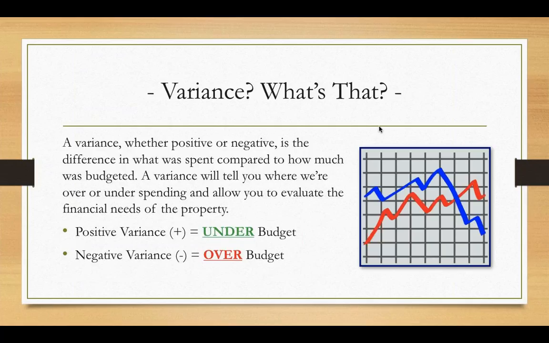Okay, so what is a variance? Well, in the most simplistic of terms, you have two different types of variances. You have a positive variance, which is typically under budget, and then you have a negative variance, which is typically over budget. And that's exactly how they're reflected on your BVR. You'll notice that positive variances will display as a positive number, and negative variances will typically have a negative number or are in parentheses. And when I generate the BVR, you guys will be able to see that firsthand. The variance in and of itself tells us where you're over and under spending and allows us to evaluate those financial needs based off of the demands of the property.